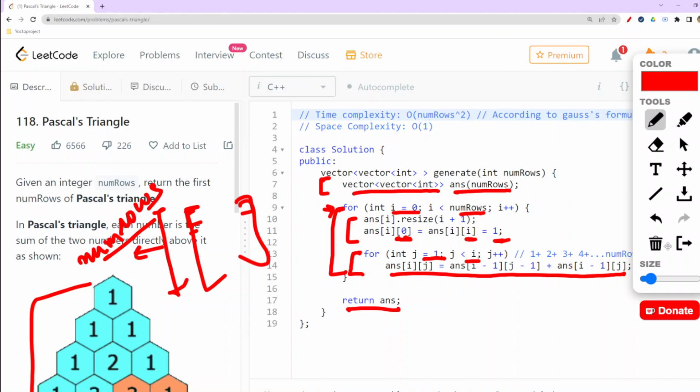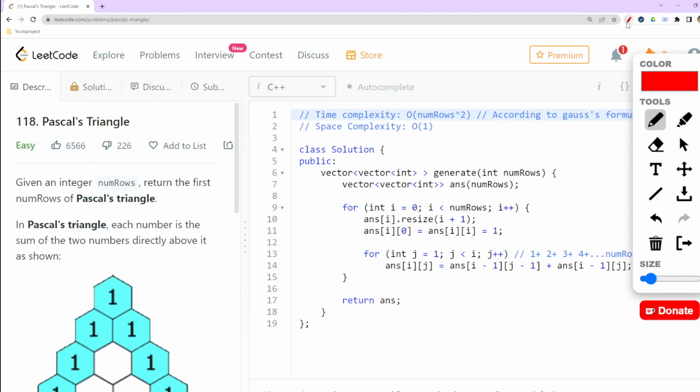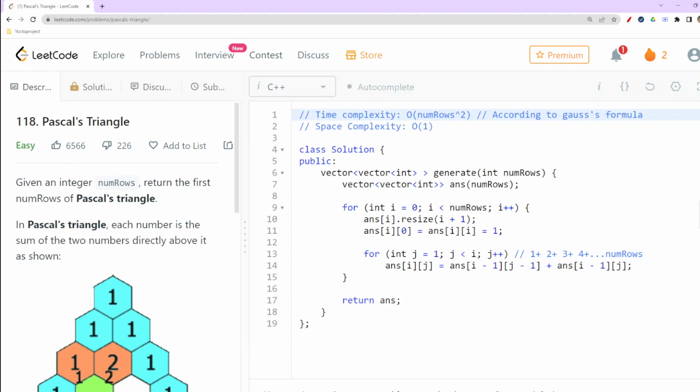So this is all which we are required to do in this particular question. So if there is any doubt, you could directly comment that down.